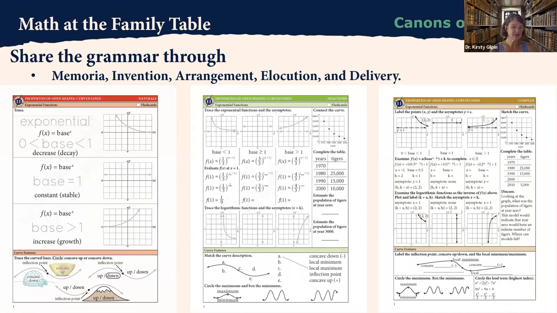Or to bring it back at the dinner table. Maybe you do math that morning, and then sitting at the dinner table when dad comes home, you say, okay, everybody tell dad what we talked about at math time this morning. Any of those are great opportunities to practice this.